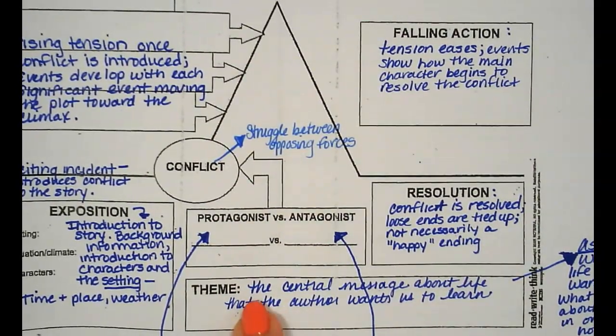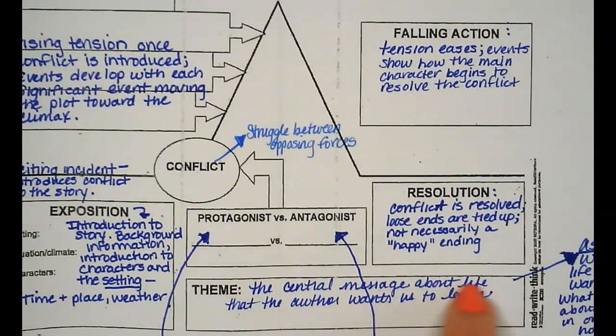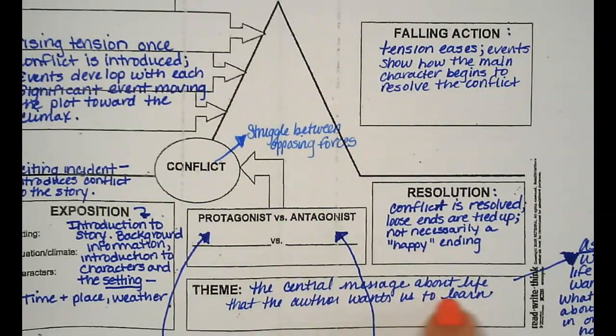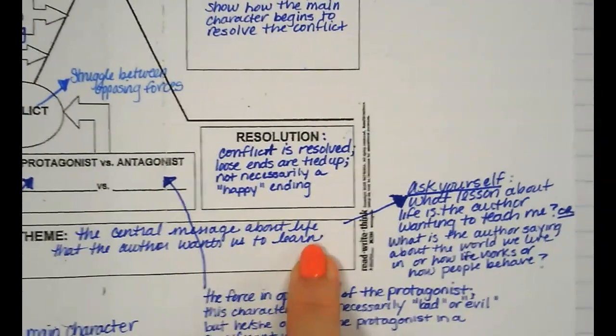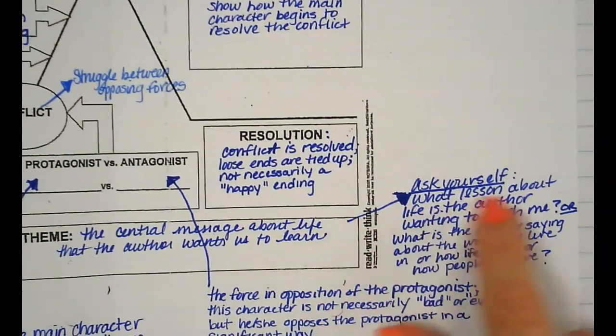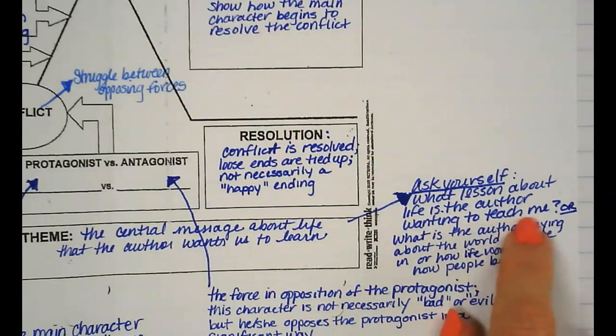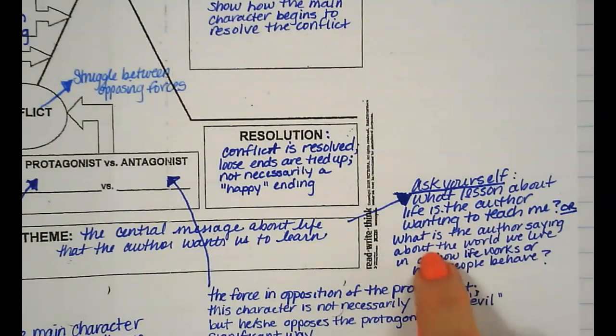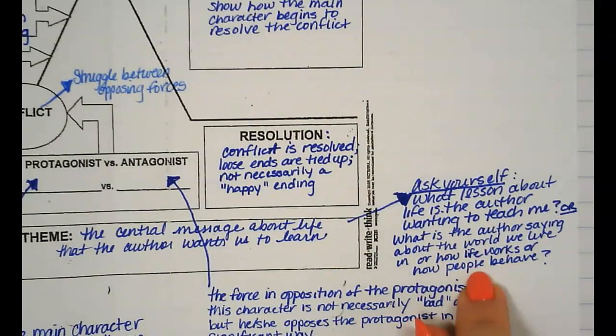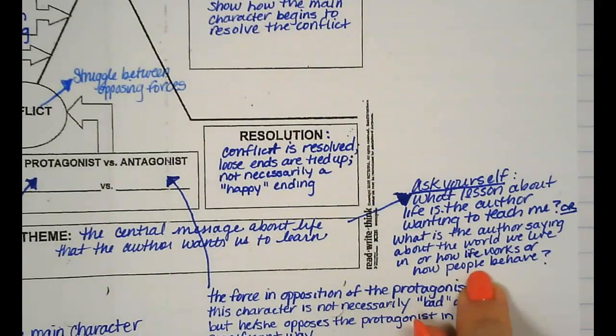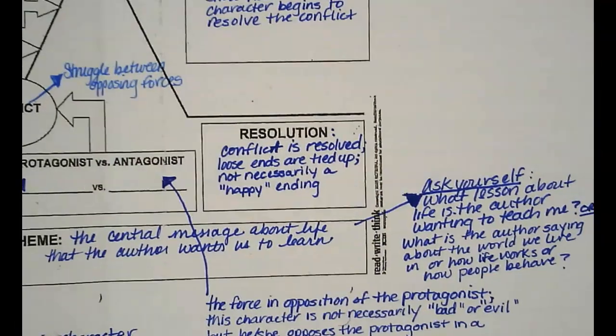And then we have the theme. Theme is the central message about life that the author wants us to learn. To find the theme in a story, you're going to ask yourself, what lesson about life is the author wanting to teach me? Or, what is the author saying about the world we live in, or how life works, or how people behave? And that will help you find your theme.